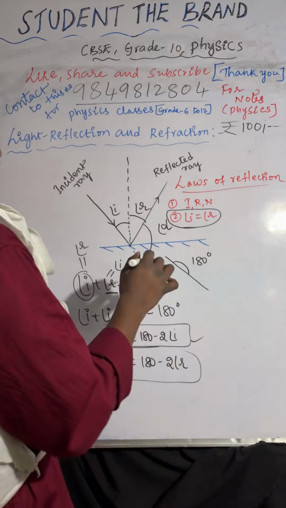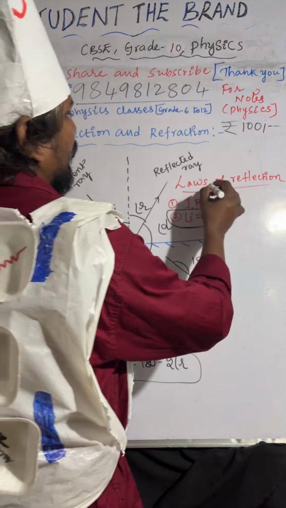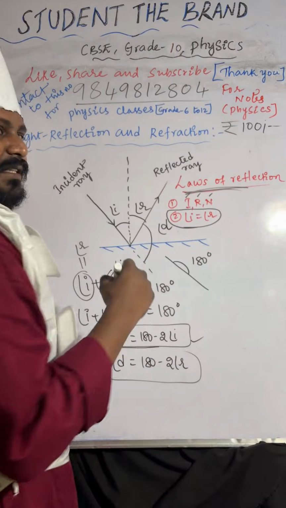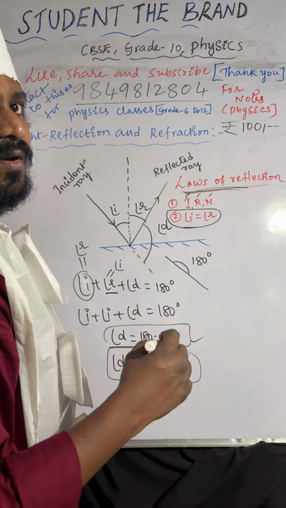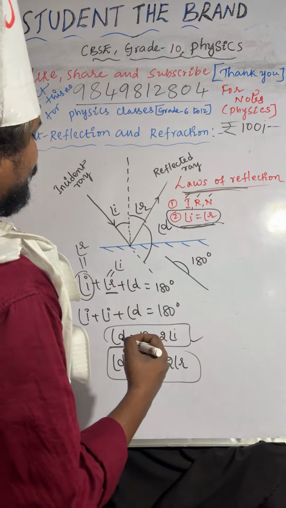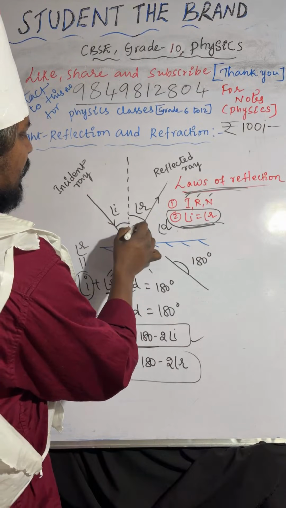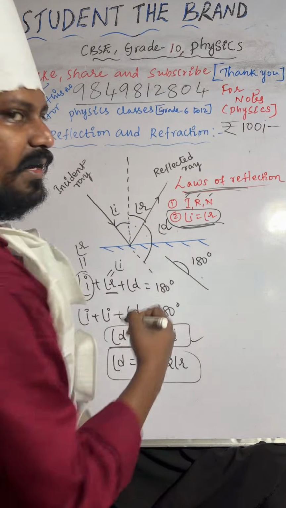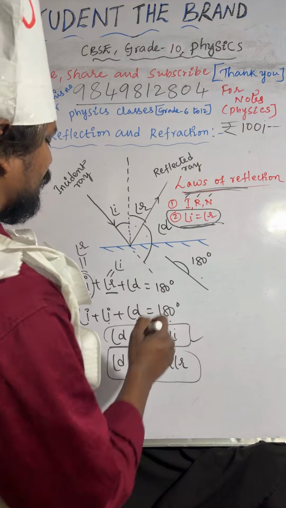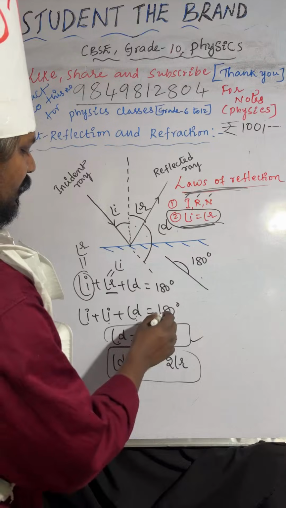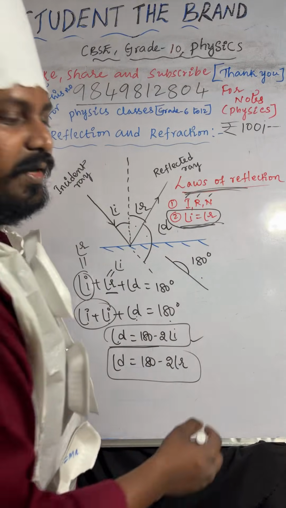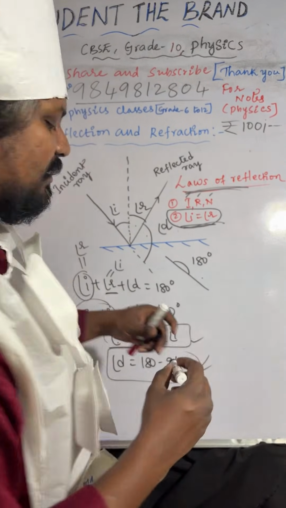Right? Yes. So now the laws of reflection. Coming to the laws of reflection: the incident ray, reflected ray and normal line lie on the same plane. The angle of incidence is equal to the angle of reflection. So angle of incidence plus angle of reflection plus angle of deviation equals 180 degrees. So angle of incidence plus angle of incidence plus angle of deviation equals 180 degrees. Angle of deviation equals 180 minus 2 times the angle of incidence, and angle of deviation equals 180 minus 2 times the angle of reflection. So like this we can write.